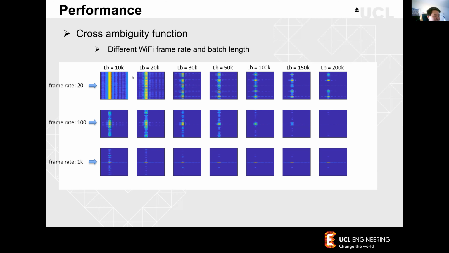And for each row, each column here is a different length of the batch, from 10K until 200K. Therefore it can be clearly seen that when the batch length increases, this ambiguity function gets much better. Also, the overall performance gets much better when the frame rate increases.